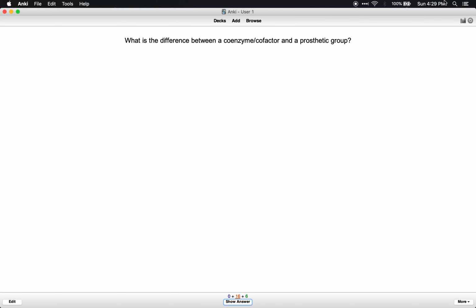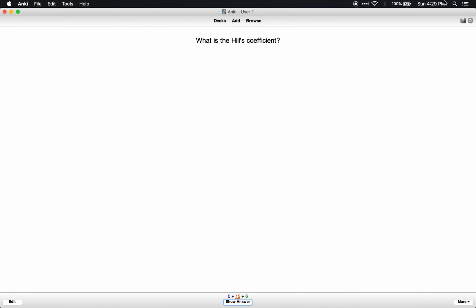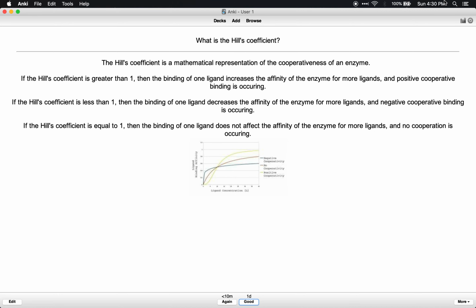Coenzymes and prosthetic groups are cofactors and coenzymes that act as functional groups bound to the protein for its function. Hill's coefficient describes cooperativity. If Hill's is greater than 1, the enzyme is exhibiting positive cooperativity. If it is less than 1, the enzyme is exhibiting negative cooperativity. If it is equal to 1, the enzyme is not exhibiting cooperativity at all.